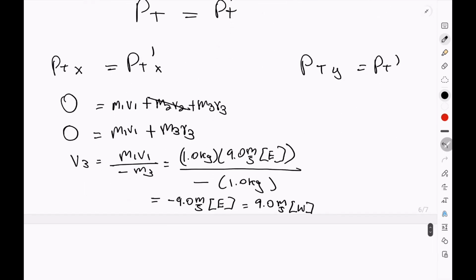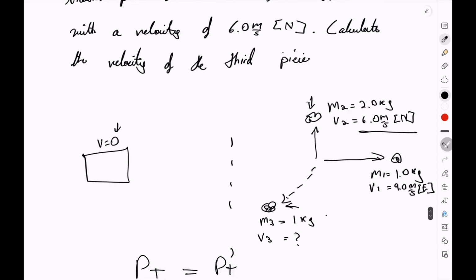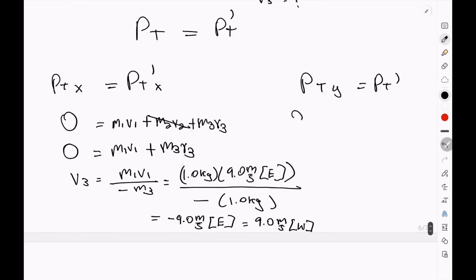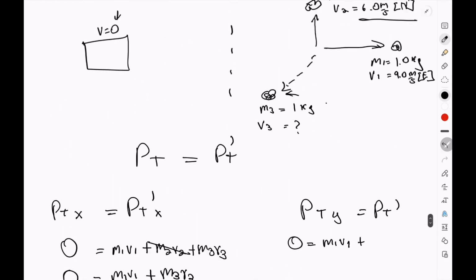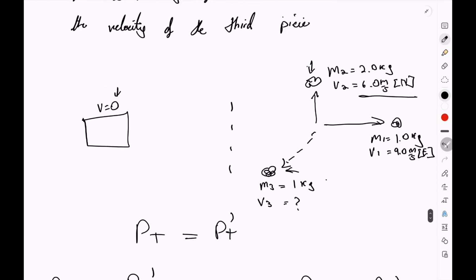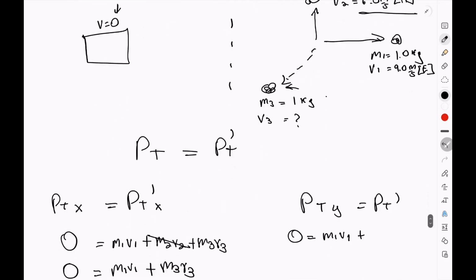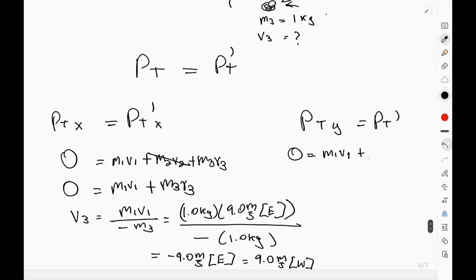Okay, we'll do the same thing for y. So before, the momentum in the y is also 0, and then afterwards we have the package exploding into 3 different directions. So M1 V1 plus M2 V2 plus M3 V3.